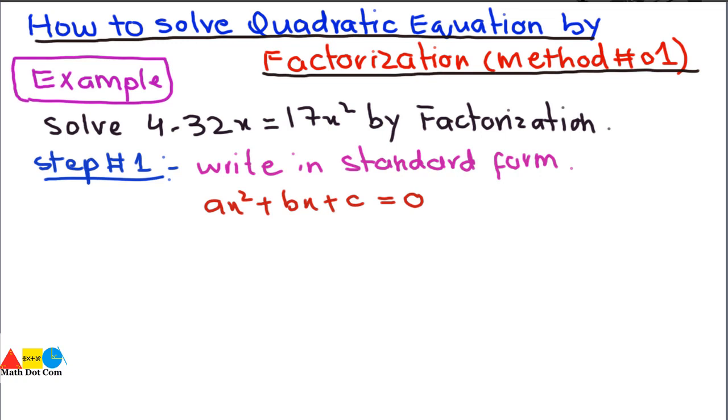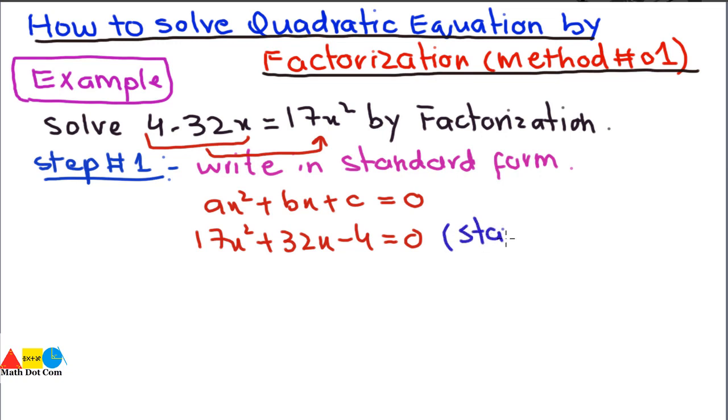So our given equation is not in the standard form. It can be written in the standard form as 17x square plus 32x minus 4 equals 0. What we have done is moved all these terms to this side of the equality, so the other side of the equality becomes 0. So this is the standard form of the given equation. This is the first step of finding the solution of the quadratic equation by factorization.